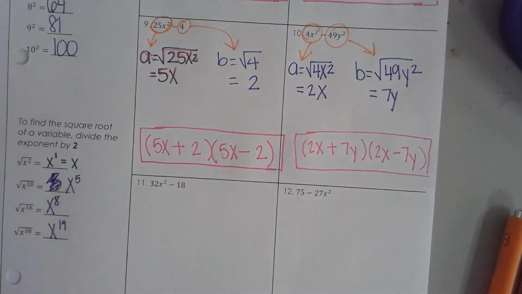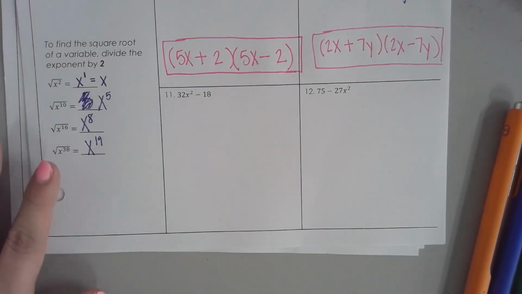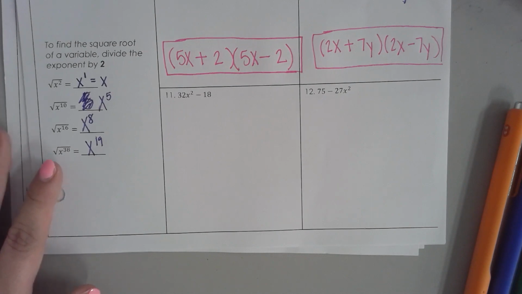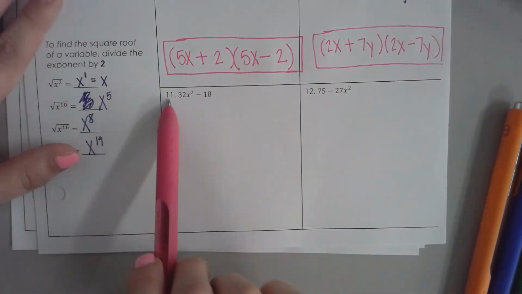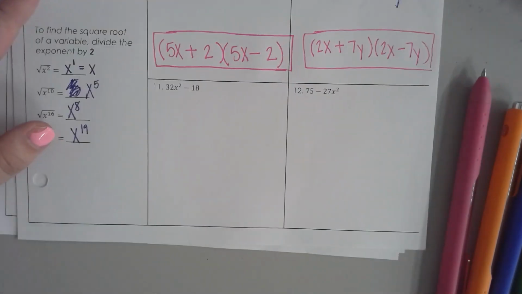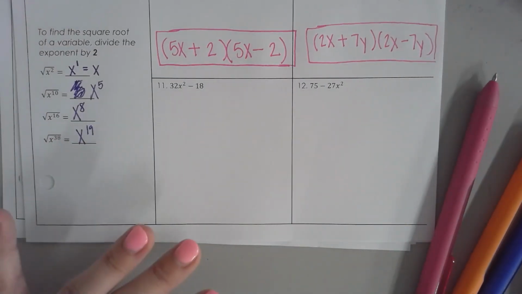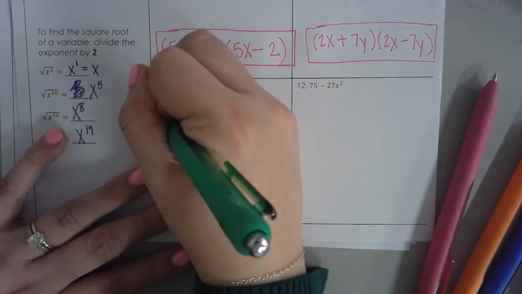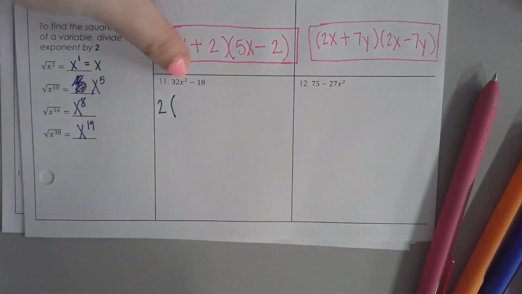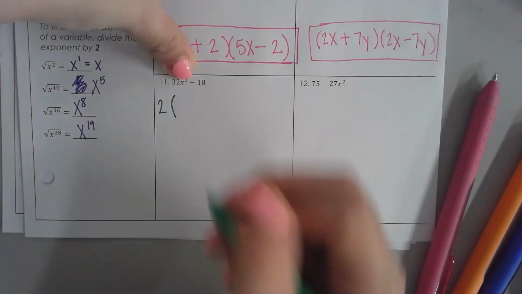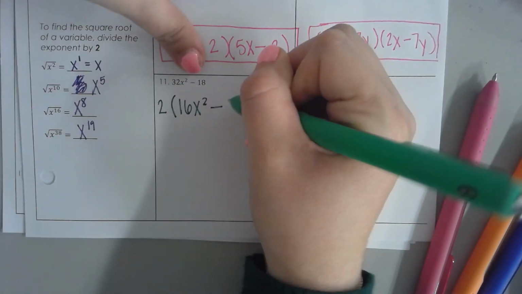All right, number 11. You're like, okay, I got this. Square root of 32. It's not a perfect square. That's your hint that there probably is a GCF. Can you divide both 32 and 18 by something? Yeah. What? You can divide them both by 2. That is the biggest number. So when you divide those by 2, that's your GCF. What is 32 divided by 2? 16, and we have an x squared minus 9.